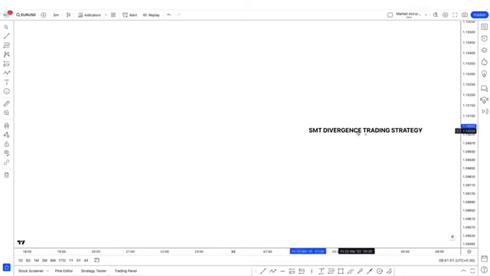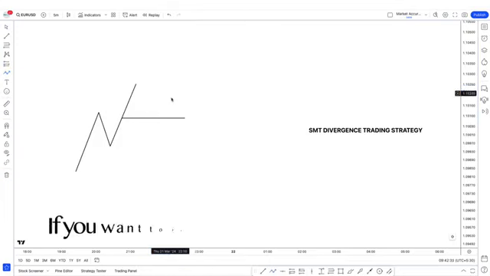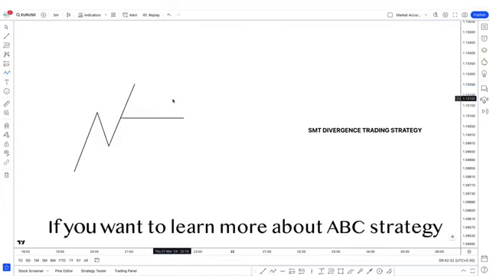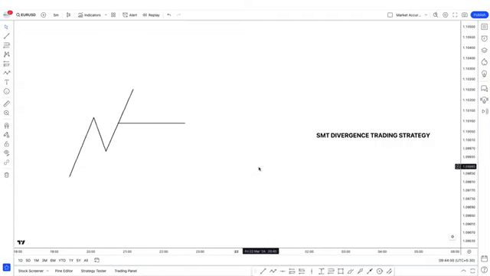When you combine ABC with SMT divergence, it's going to make your win rate go way higher. I'm not exaggerating, it's going to be incredible. In the ABC strategy, we look for A, B, C, and then we wait for market structure shift, and then we take our entry. If you want to learn more about the ABC strategy, I have a lot of videos on my channel. But for now, I'm just going to tell you how you can combine them and use them together. I'm not specifically telling you to use ABC, but I am telling you that you can use this technique to even increase the win rate.